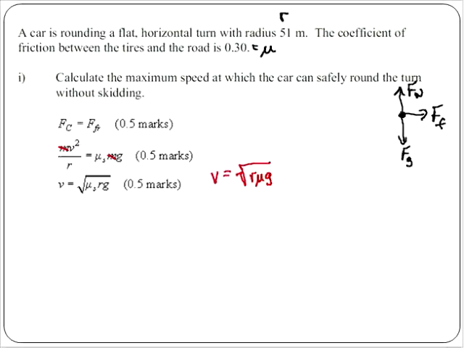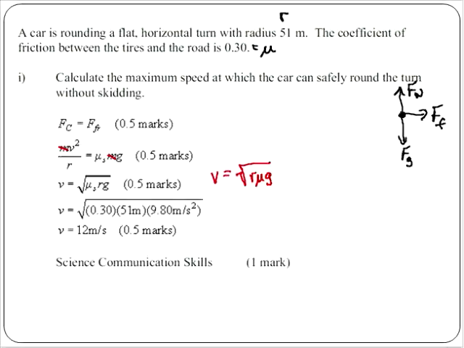They're all given. Mu is 0.30. The radius is 51. And of course, g is a constant, so it's 9.80. And you get 12 meters per second. Now you'll notice that the marks are given here. This is the actual marks, the grading scheme that was used this year on that public.